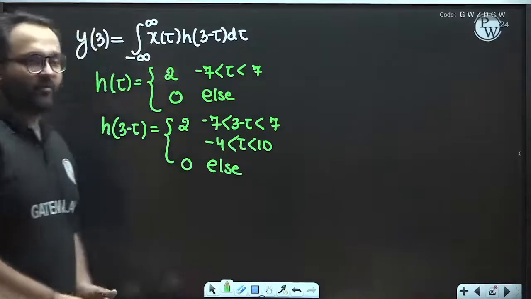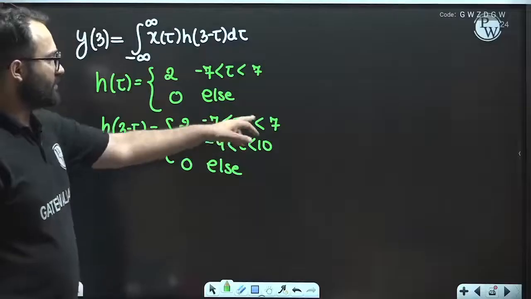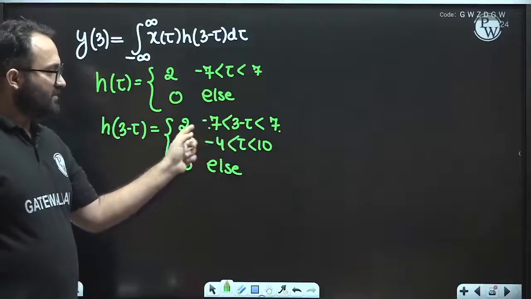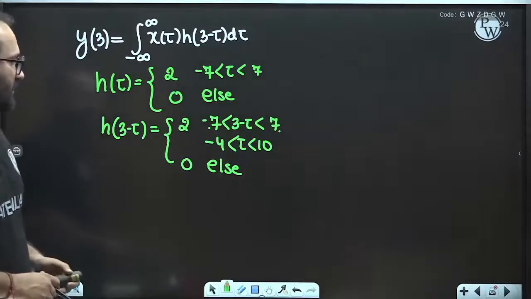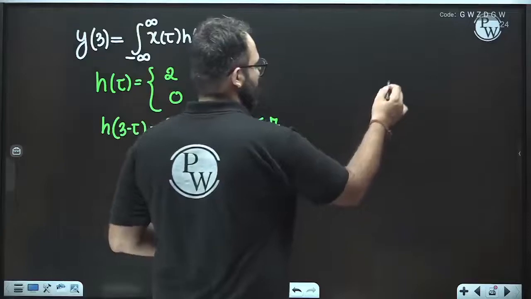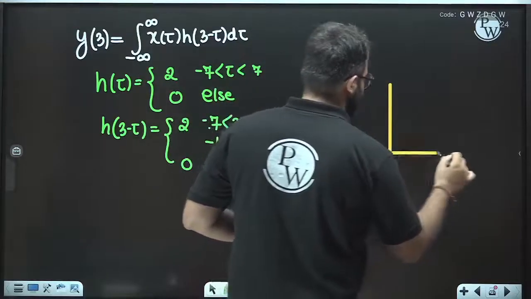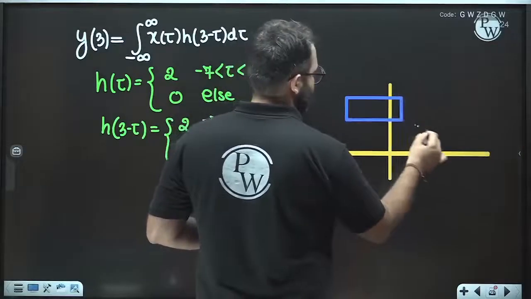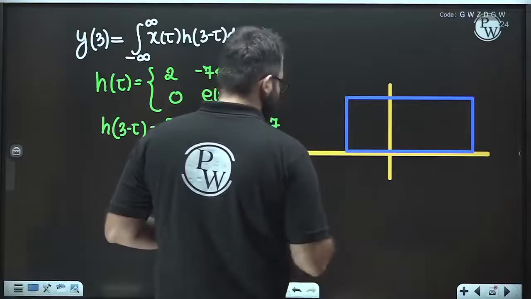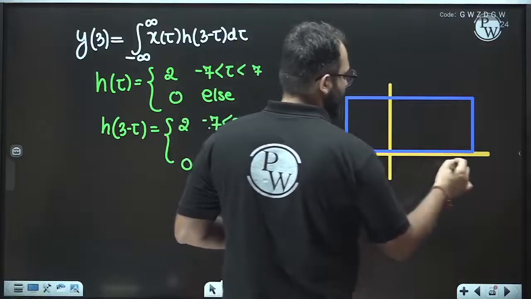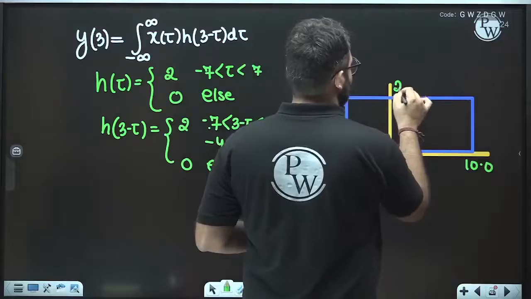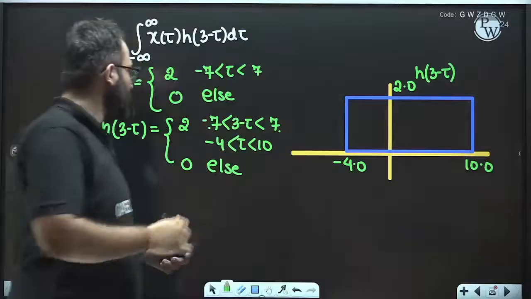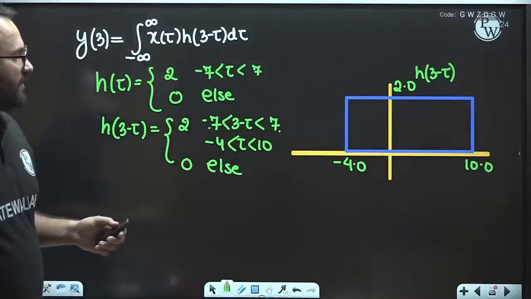Is this correct? I hope all of you are able to do it. First of all, we subtract 3, so we will get minus 10 and 4. Then minus tau will invert the sign. Minus 4 to 10 will be the range. So we got this rectangle, minus 4 to 10, height is 2.0. This is h of 3 minus tau.